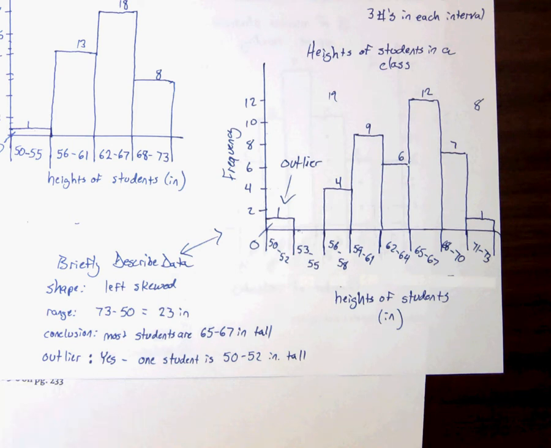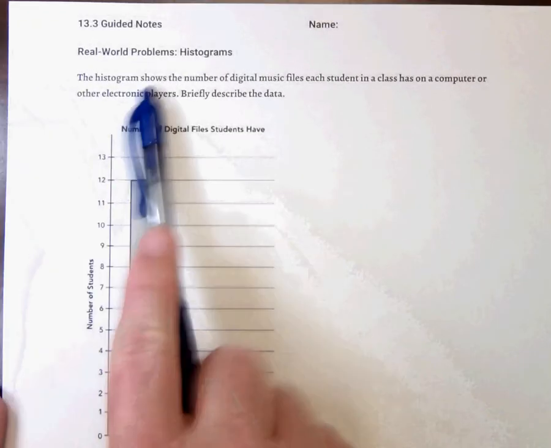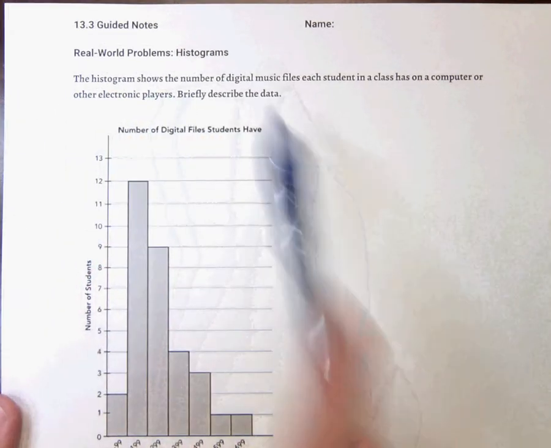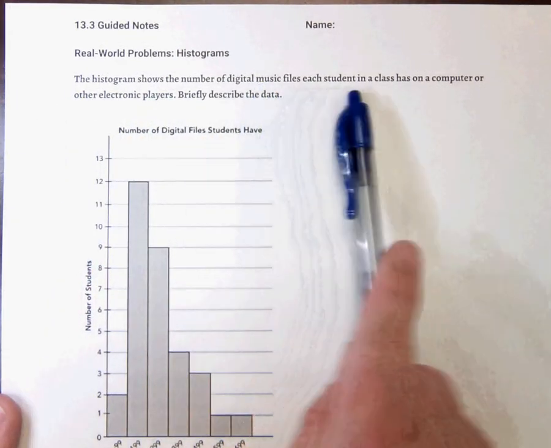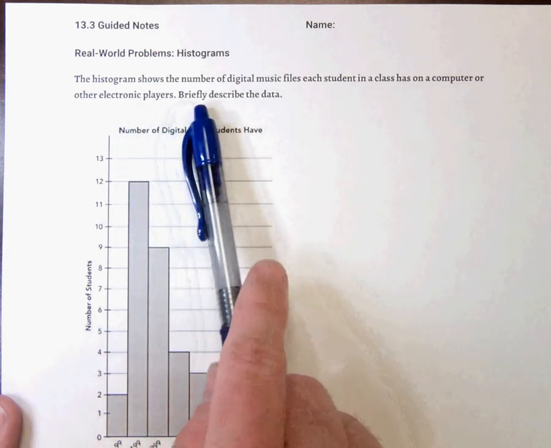All right, our last example. Thankfully, we don't have to draw another histogram. It's already been drawn for us. How nice. It says, the histogram shows the number of digital music files each student in a class has on a computer or other electronic players. Briefly describe the data.